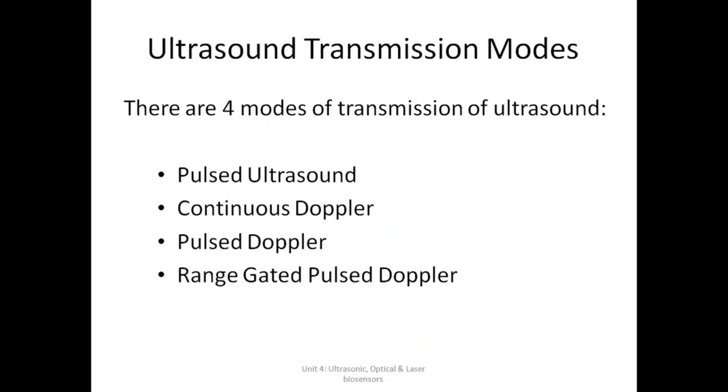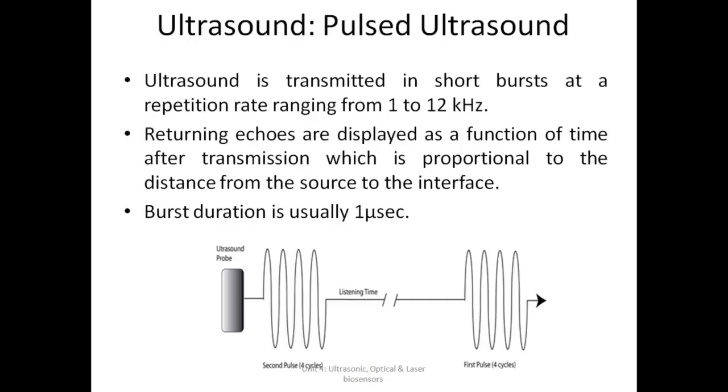Now we come specifically to biomedical, medical applications. The ultrasound transmission mode means how we are incidenting the ultrasound wave: how it is coming out, in what form, is it continuous, is it in short bursts. For the modes of transmission for ultrasound, we have four modes: the pulsed ultrasound mode, continuous Doppler, pulsed Doppler, and range gated pulsed Doppler. These are the four modes of transmission of ultrasound that we use in medical applications.